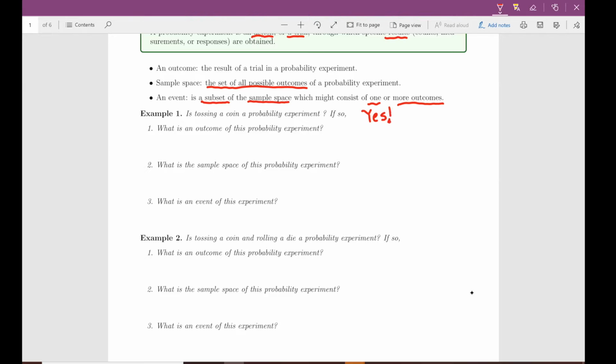So if it's yes, then what is an outcome of this probability experiment? Tossing a coin, there are only two possible outcomes. It can be getting a head, or, right, another outcome is getting a tail.